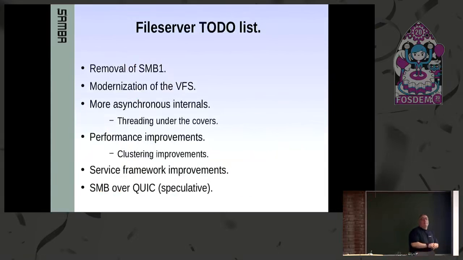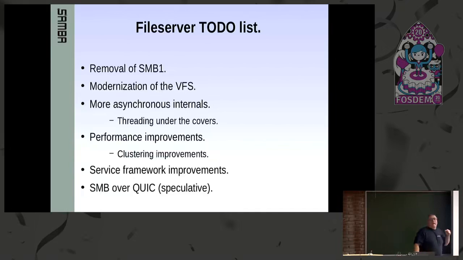So what are we doing in SMB? Some of these things are already done. Some of these things are in progress. Some of these things on this list are speculative. So first of all, die SMB1 die. We really would like to remove SMB1, which is the oldest Microsoft protocol. I'll talk a little bit about that later.